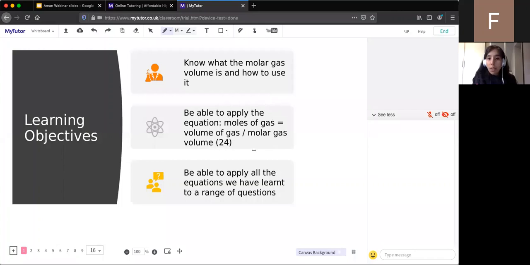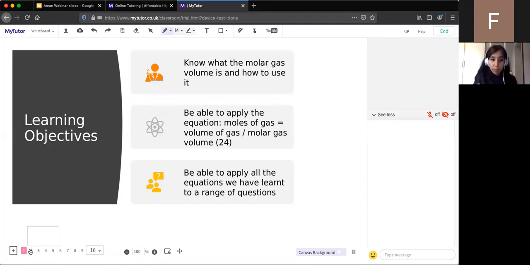Then be able to apply that equation. So the equation is moles of gas equals the volume of gas divided by the molar gas volume, which we'll go over in a bit. And then be able to apply all of the equations we've learned to a range of questions. So that's just about the summary there. So hopefully we'll be doing quite a few exam questions today as a summary of all the quantitative things that we've learned.